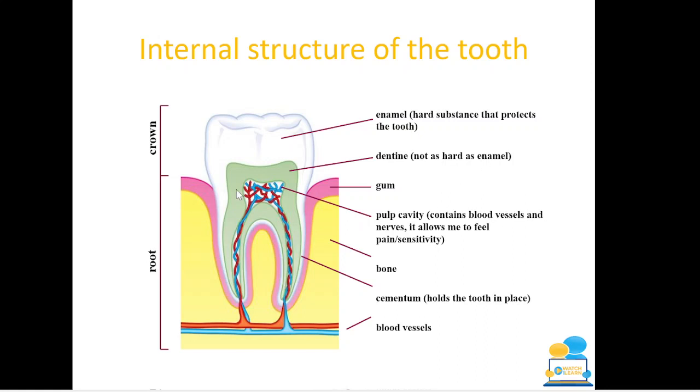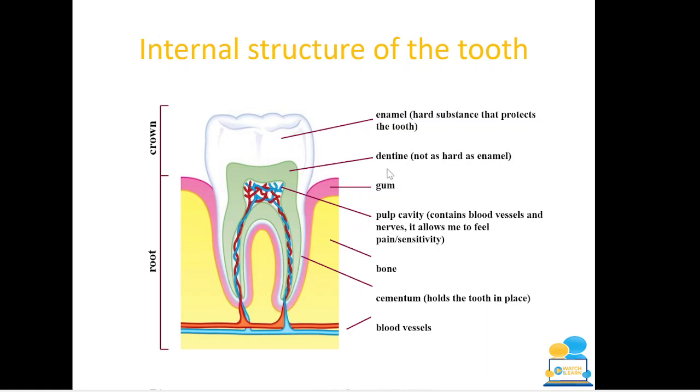The outside of the top part where the crown is, you'll see an arrow to the right there called enamel, okay? This is the hard substance that protects the tooth. This is the hardest substance found in your entire body, okay? Harder than your actual bones. Dentine is the bit which looks green. Now this is just a visual representation. It isn't actually green in real life, okay? It's not as hard as the enamel.